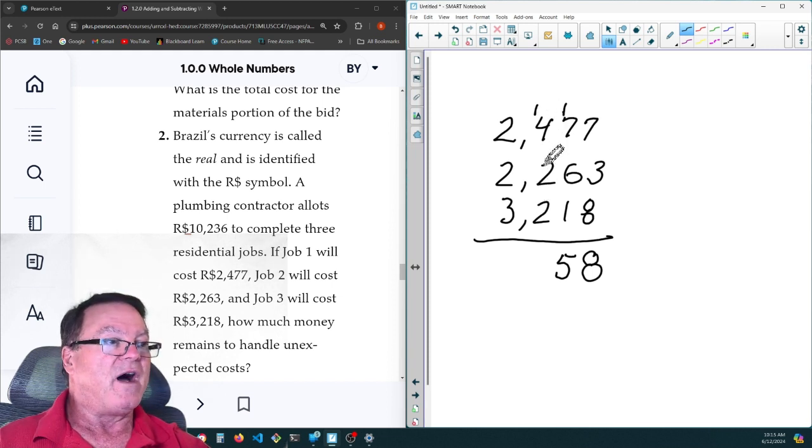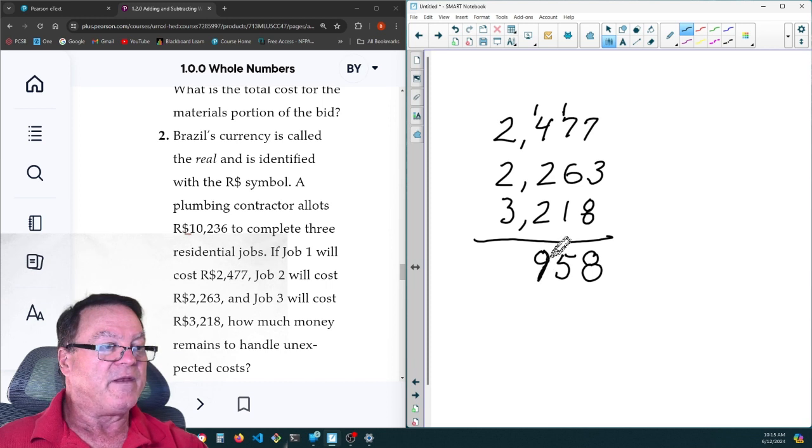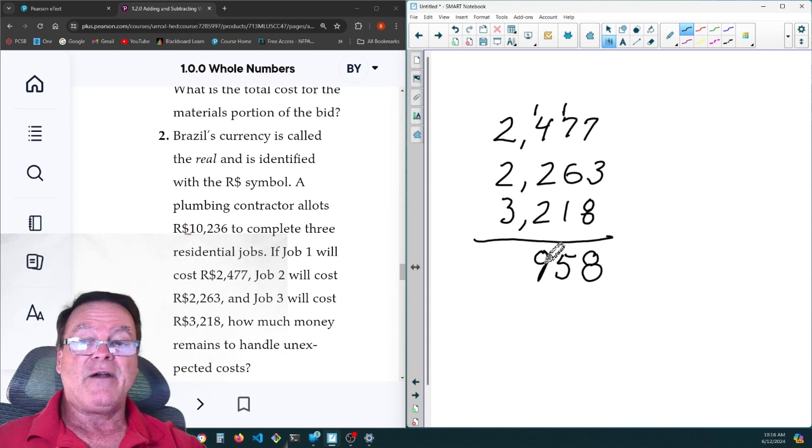4 plus 1 is 5, plus 2 is 7, plus 2 is 9. So we'll write down the 9 there in the hundreds column. I didn't have to carry anything to the thousands column. So we'll add 2 plus 2 is 4, plus 3 is 7. So my subtotal is 7,958 reals.